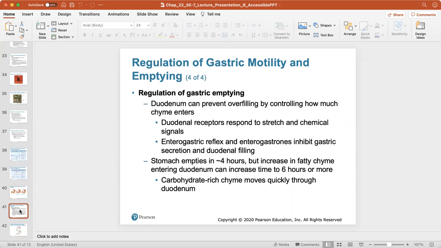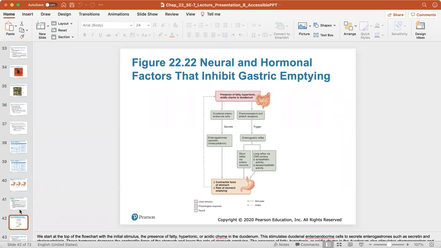Regulation of gastric emptying: the duodenum can prevent overfilling of the stomach by controlling how much chyme enters it. The duodenal receptors respond to stretch and chemical signals. The enterogastric reflex and enterogastrones inhibit gastric secretions and duodenal filling. The stomach empties in about 4 hours, but if more fatty chyme enters the duodenum, it can increase the emptying time of the stomach to 6 hours or more. So this is a look at the neural and hormonal factors that will inhibit gastric emptying.